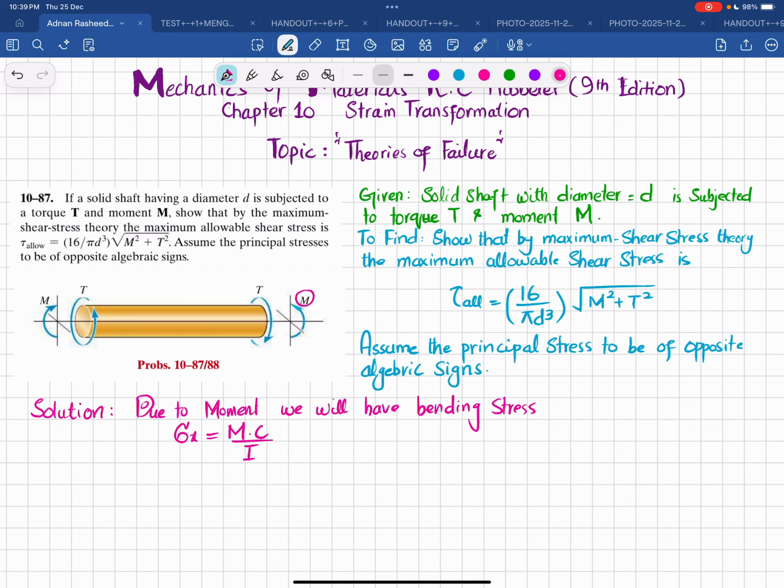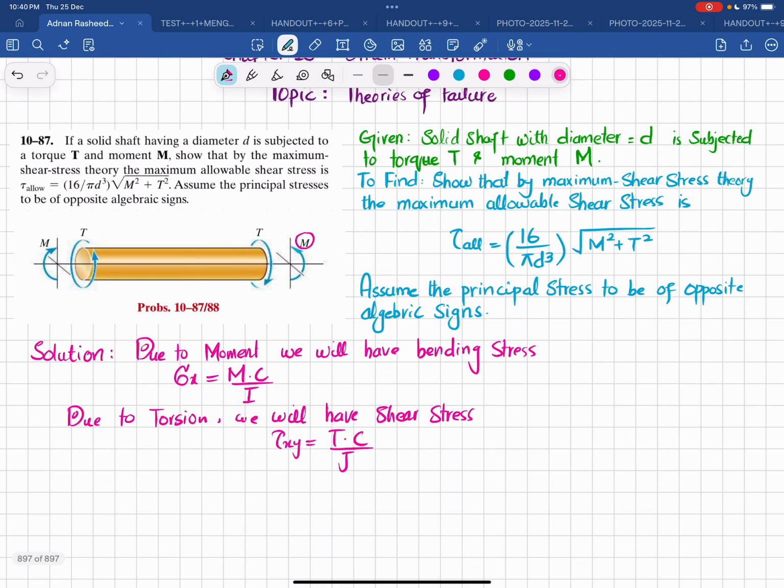And again, due to torsion, we will have shear stress, and that shear stress, tau of xy, will be equal to T into C divided by J, where C is the radius and J is the polar moment of inertia.